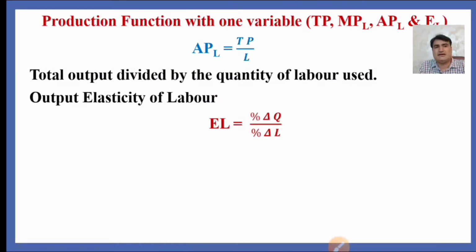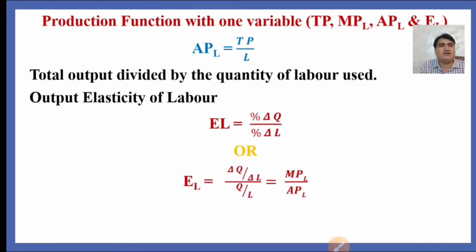The delta here represents the change. Or we can represent the elasticity of labor as the change in Q over change in L, over Q over L. The change in Q over change in L is equal to the marginal productivity of labor, and Q over L is equal to the average product of labor. So elasticity of labor means the marginal productivity of labor over the average productivity of labor.